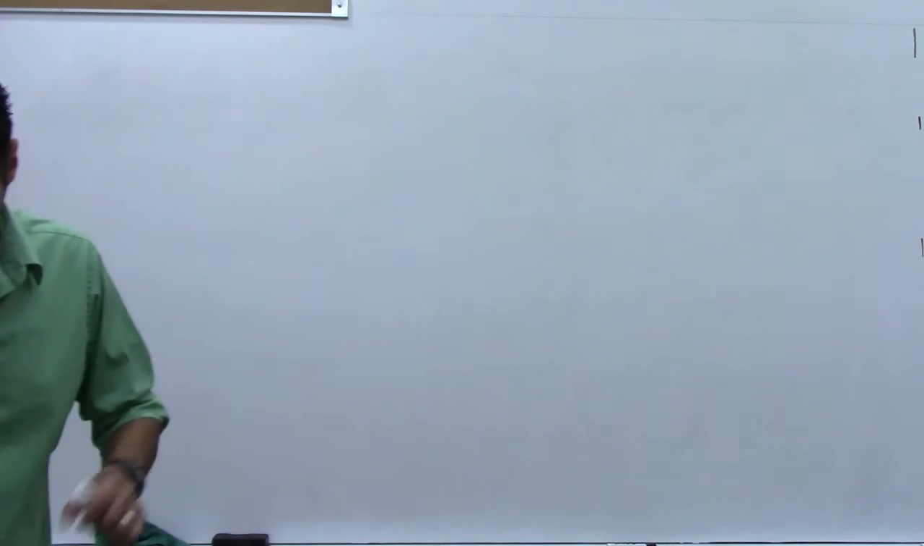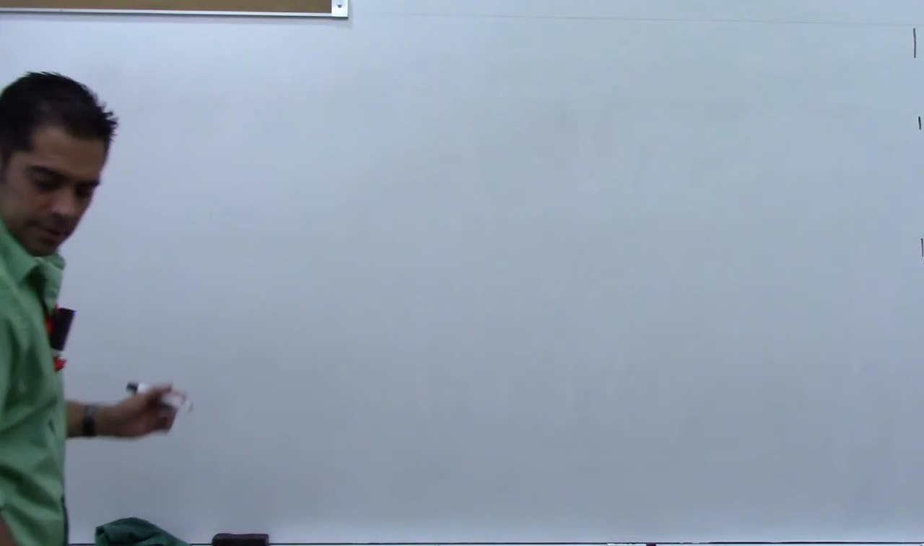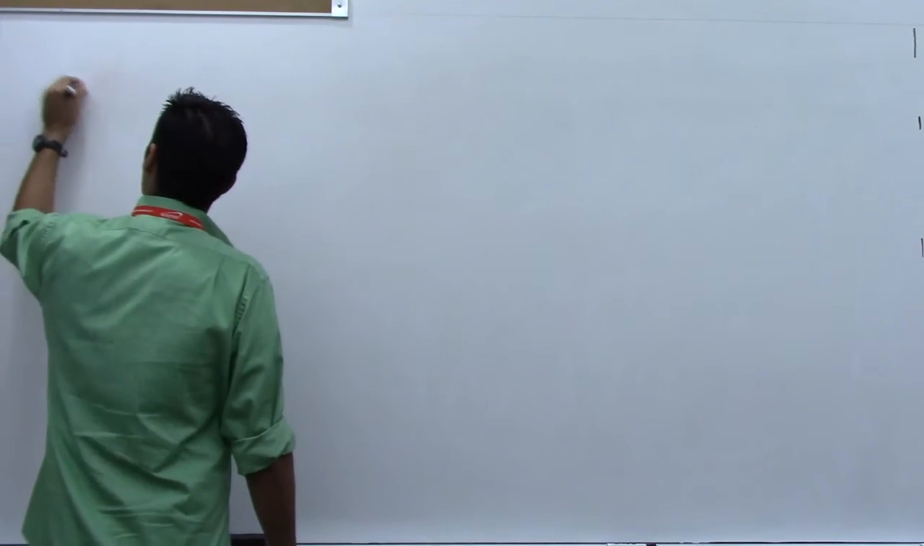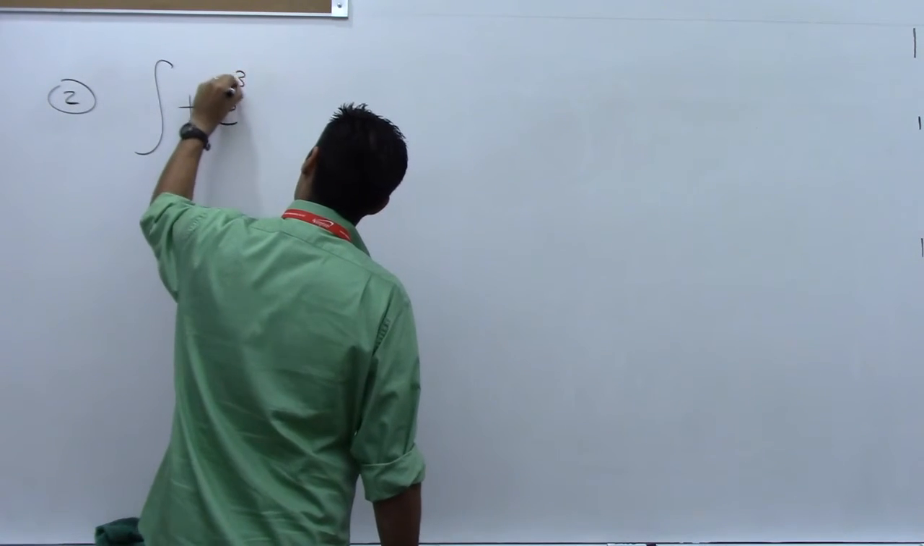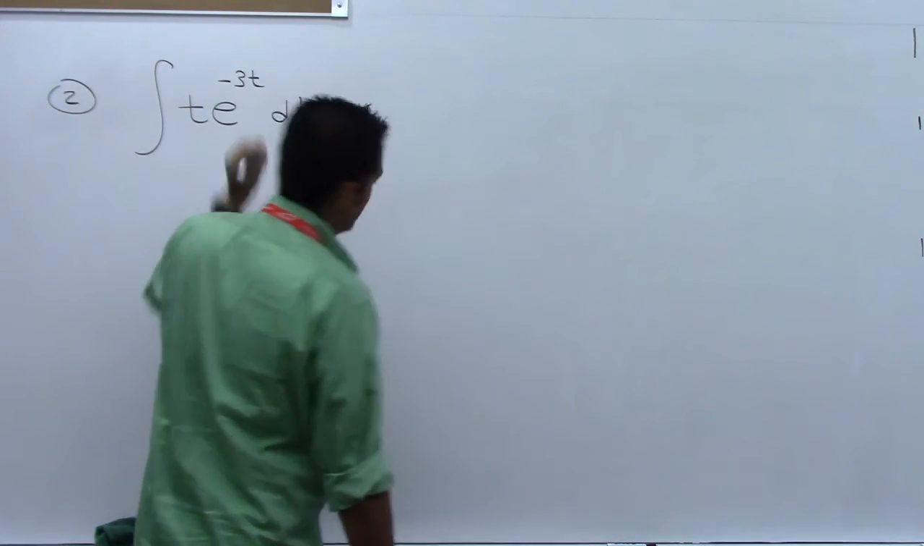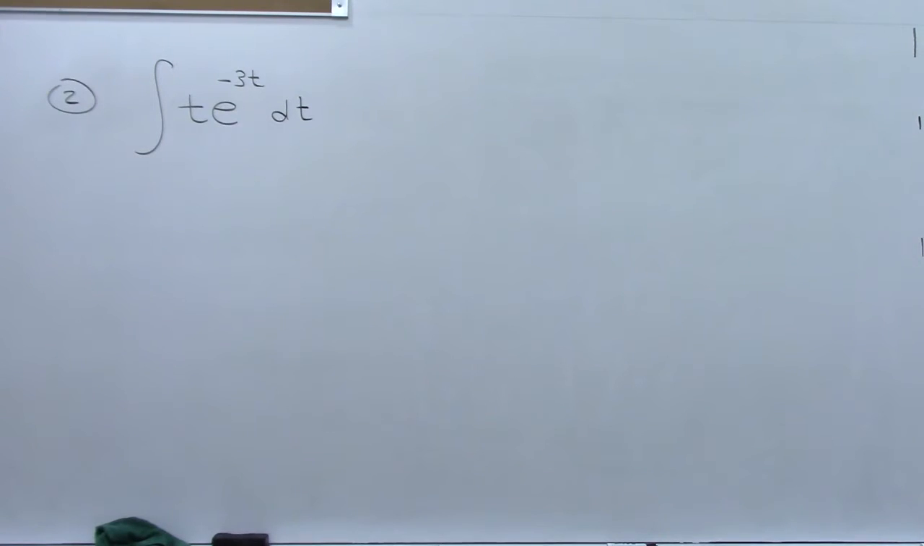Number 2. Integral of t e to the negative 3t dt. Y'all okay? Okay. All right.